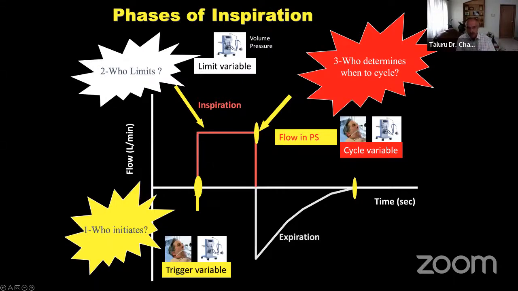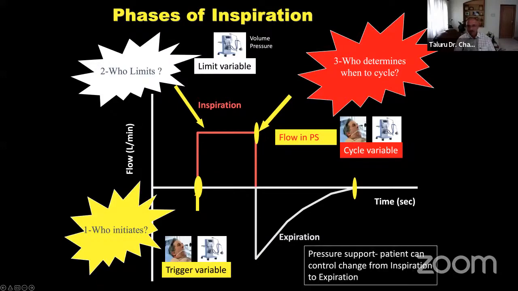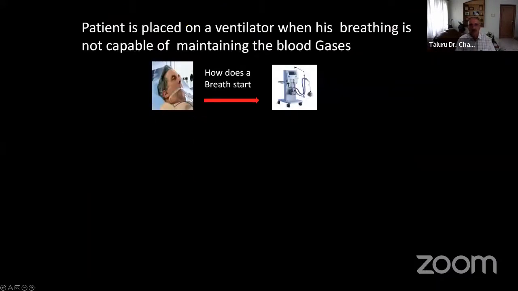So who initiates, who limits? Limit is always by the ventilator. Who initiates, who cycles next becomes the question. In all the modes, there is only one mode where the patient can initiate and cycle, that is pressure support ventilation. In the rest, the patient may initiate, but it is cycled by the ventilator. As I said, flow delivery and pressurization are something you have to consider.